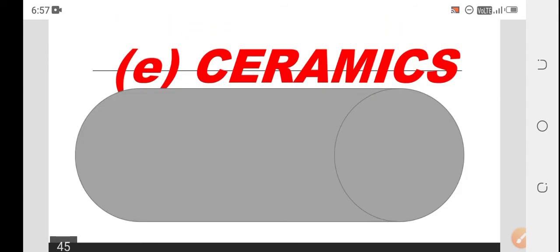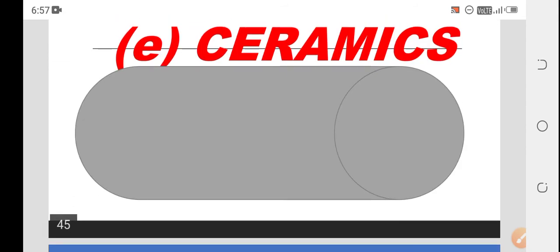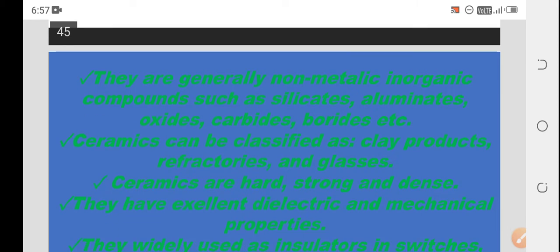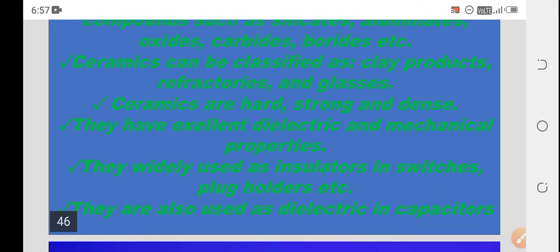Coming to the last one in the solid dielectrics, that is ceramics. Ceramics are non-metallic inorganic compounds such as silicates, aluminous oxides, carbides, borides. Ceramics can be classified as clay products, refractory products, glass products. Ceramics are hard, strong, and dense. They have excellent dielectric and mechanical properties.